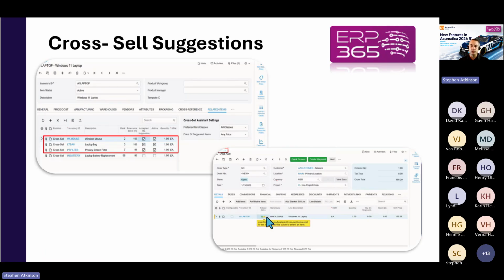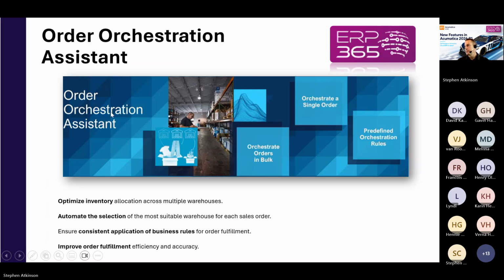They're obviously also going to start using this in the customer portal. So, when you're buying an item and you want those related items to come up, and I will show a bit of the customer portal or the modern portal a bit later. Okay, auto orchestration assistant. So this is a new feature that they've introduced.